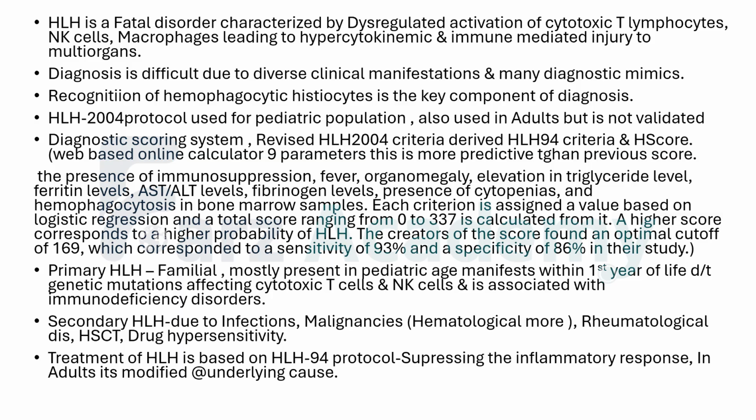So primary is familial. It is because of some genetic mutations affecting your cytotoxic T cells and NK cells. So mostly they present early in life, most within the first year of life, and they are dreadful. I mean, the prognosis is much worse, and because it's primary, many immunodeficiency disorders are also associated.